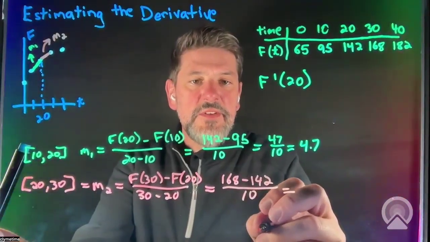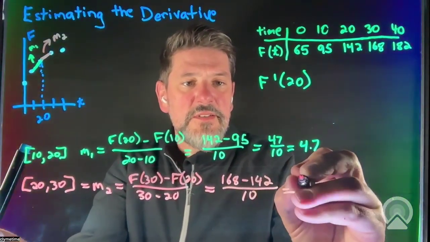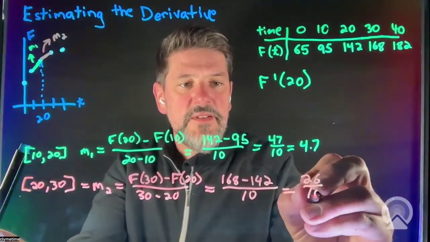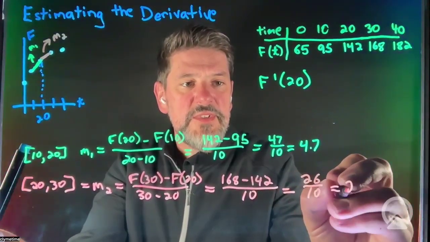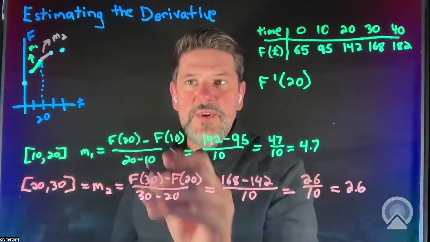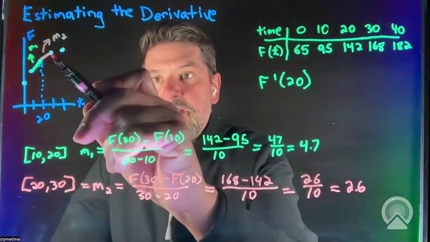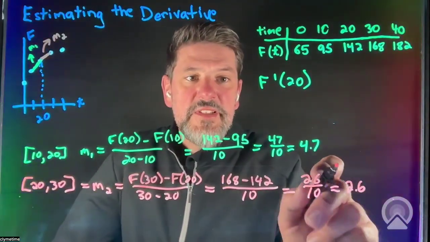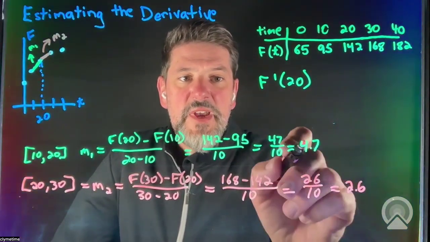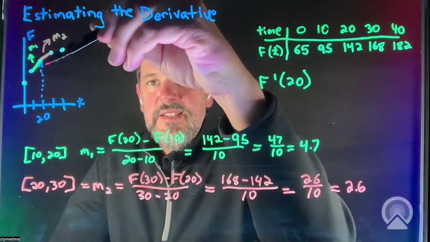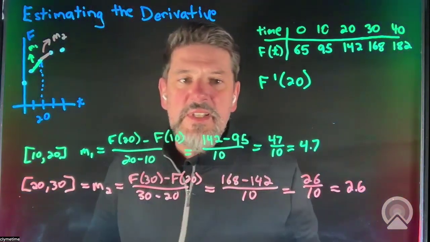And the difference of those look like 26. 26 over 10 just comes out to be 2.6. So not surprisingly, the orange one is still positive. It's still going uphill, so it's still positive, but it has a smaller magnitude than 4.7. It's less steep. The green one's steeper, the orange one's less steep.